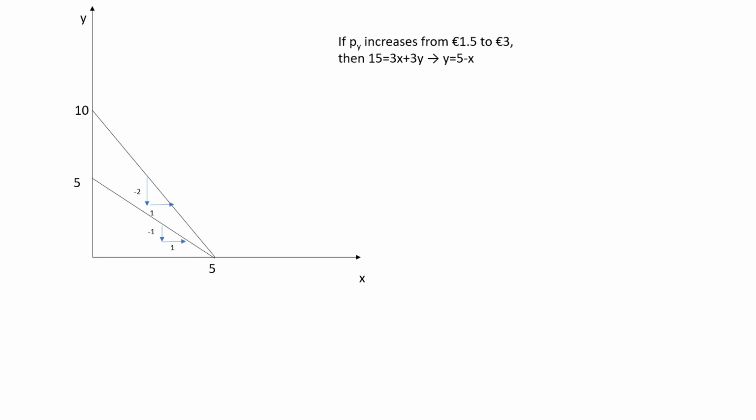Altogether, you can see that now we have a less steep, that is, a flatter budget constraint line as a result, and you can read it out from the equation Y equals 5 minus X, that the slope of this equation will be minus 1. So if you want to consume 1 unit more of X, then you now have to give up only 1 unit of Y.